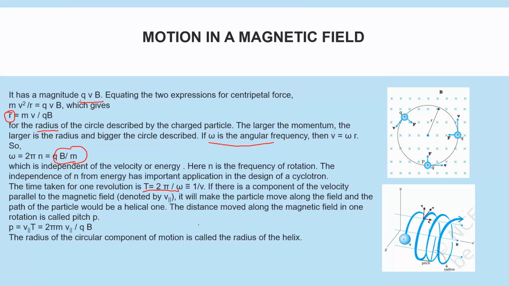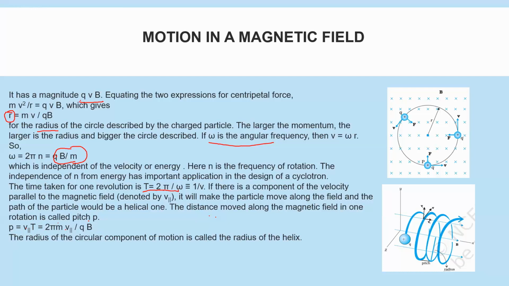Now, since we calculated r for a circular path, there is supposed to be some distance traveled by the particle with respect to the helical path also. The distance moved along the magnetic field in one rotation is called the pitch. So pitch can be given as the product of the parallel component of the velocity multiplied by the time taken for one revolution.